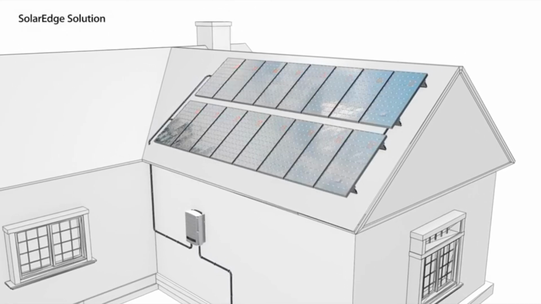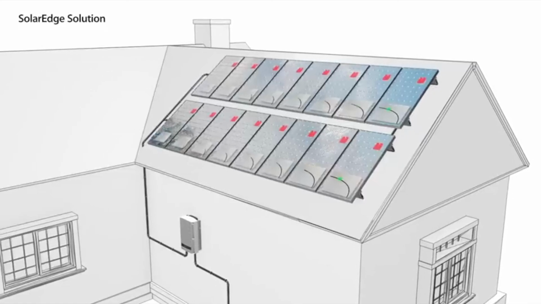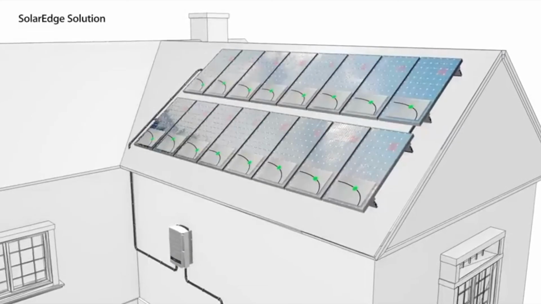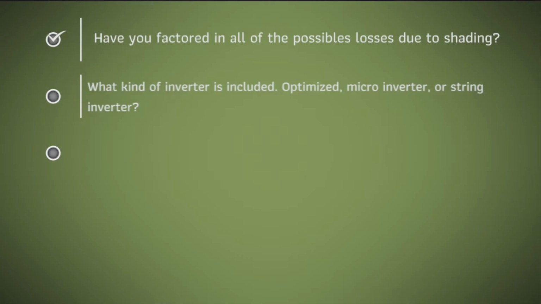So if there is an issue with production, it'd make it more difficult to figure out which panel was causing that issue if you only have a string inverter system without any optimizers to be able to track the individual production of the panels themselves.